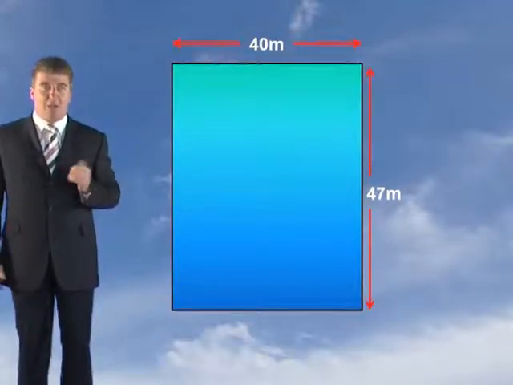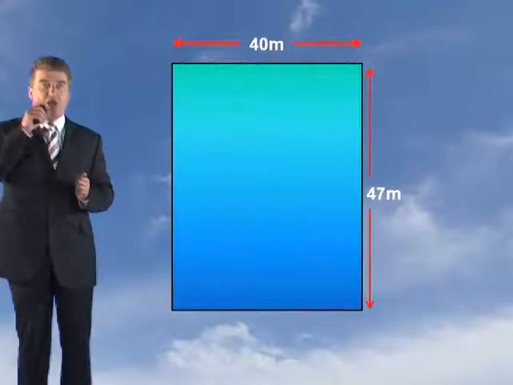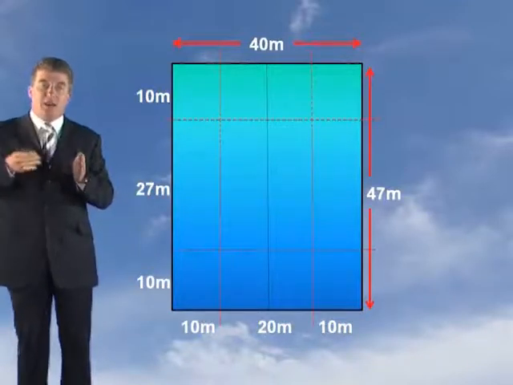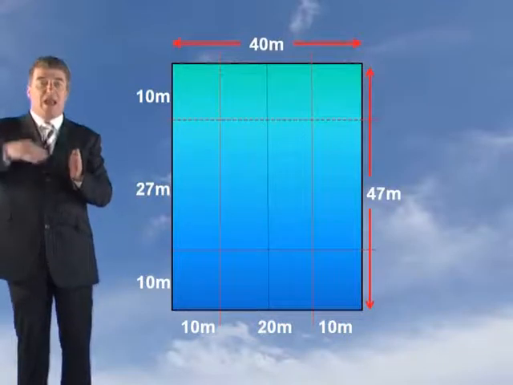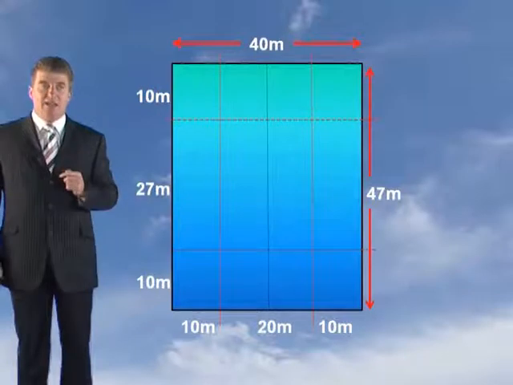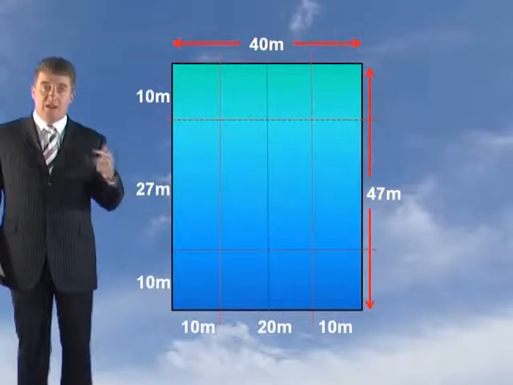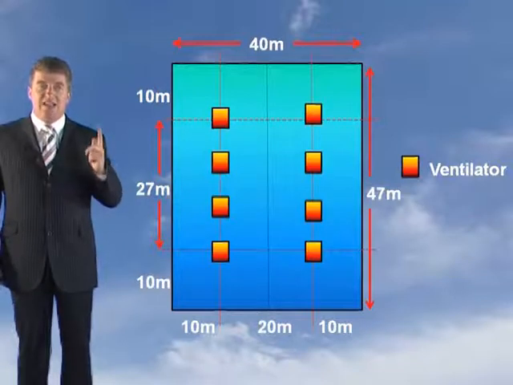Let's look at our reservoir. We've got our reservoir, each one is 47 metres by 40, and you mark a line at 10 metre and 20 metre intervals. So you mark where you're going to have at least some ventilators. In this case, as you can see here, we needed 7 to meet the requirement of area, but based on this now, we need at least 8 ventilators.